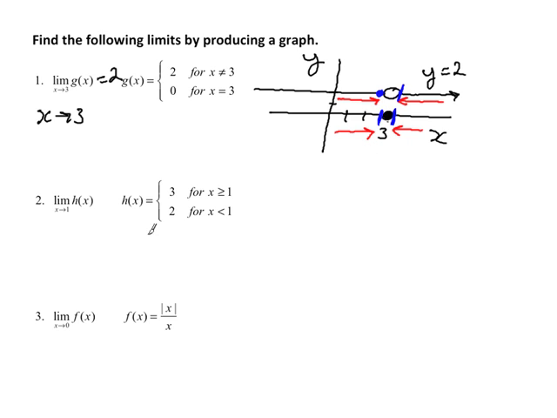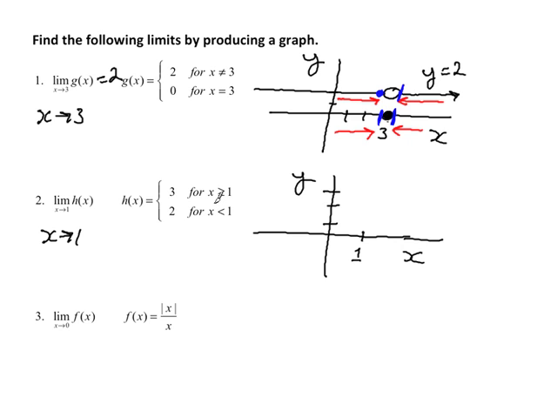Now let's take a look at another one here. This is, in case it's too small to read, as x approaches 1. What's the limit as x approaches 1 of h of x? And here's my piecewise function. Well, let's go ahead and draw this again. Let's see. I have 1, 2, 3 on the y-axis. And things change at 1, so x equals 1. That's where things are going to change.